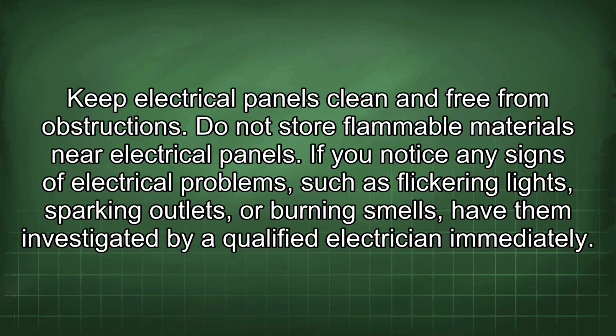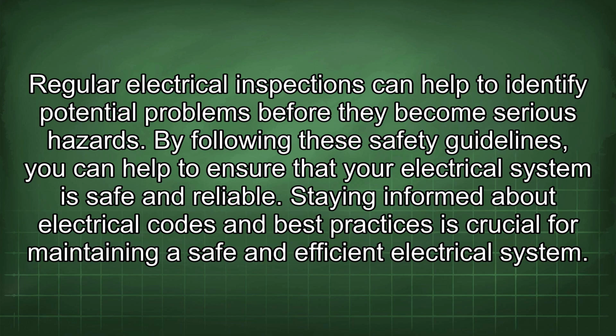Keep electrical panels clean and free from obstructions. Do not store flammable materials near electrical panels. If you notice any signs of electrical problems, such as flickering lights, sparking outlets, or burning smells, have them investigated by a qualified electrician immediately. Regular electrical inspections can help to identify potential problems before they become serious hazards. By following these safety guidelines, you can help to ensure that your electrical system is safe and reliable. Staying informed about electrical codes and best practices is crucial for maintaining a safe and efficient electrical system.